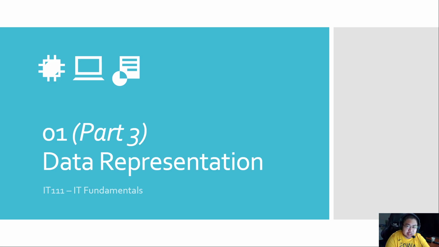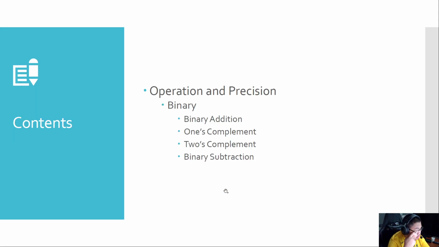So for today's lecture, we will be learning about doing additions in binary, also subtractions, and we'll also do ones and twos complements. So stay tuned. So okay, now we have the lecture for today. So we have these topics again: binary addition, ones complement, twos complement, and binary subtraction for this slide.